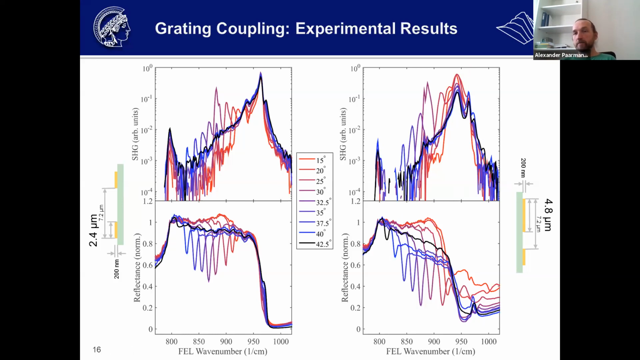Still, I was personally very disappointed because I thought that this should just rock. We should just be blasted with second harmonic, because the main reason we didn't get blasted with second harmonic in the prism coupling was this outcoupling issue. This is gone here, I thought. So I thought that we should get a lot, and we don't. And I actually don't really understand yet. It works in principle, but the effect is not as strong as I had hoped.